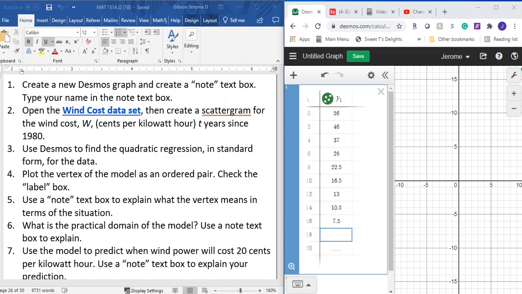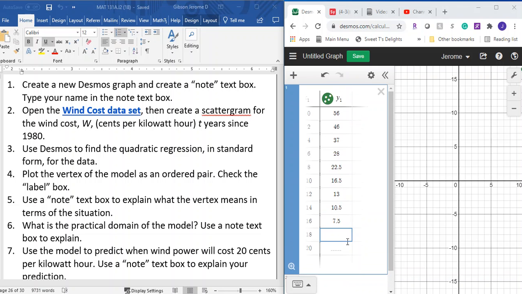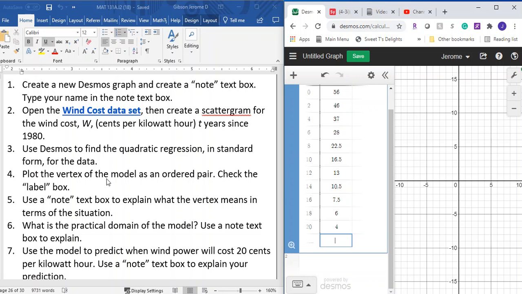Now, once you put in these values, oh, wait a minute. My last two values didn't go. So it's supposed to be 6 and also 4. All right, there we go. All right, now we got in our values. Now it says use Desmos to find a quadratic regression. Now I believe that this is where things got a little trippy for you. So we're going to correct that. We wanted quadratic regression.